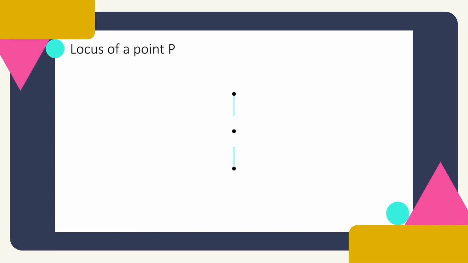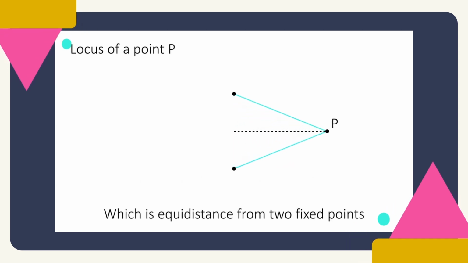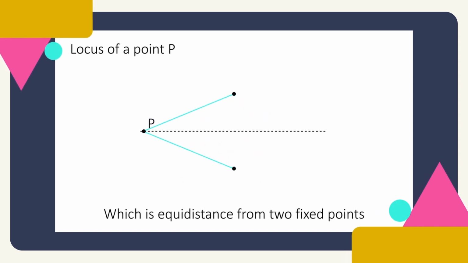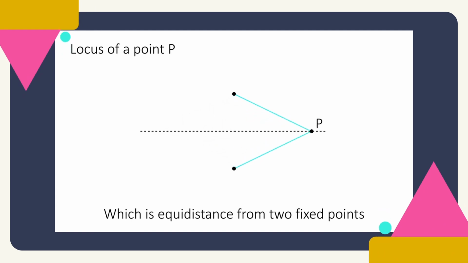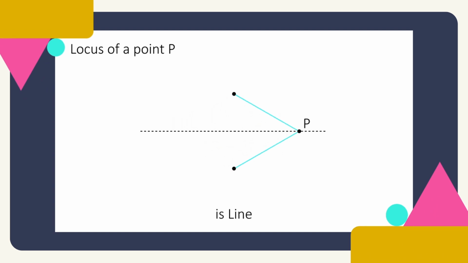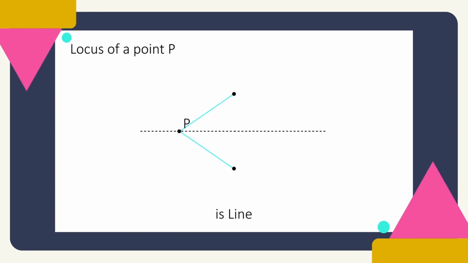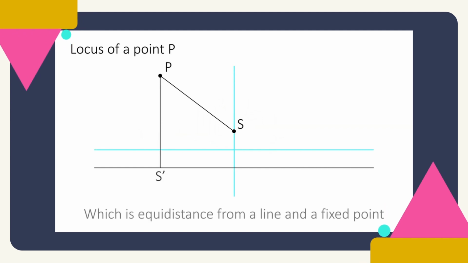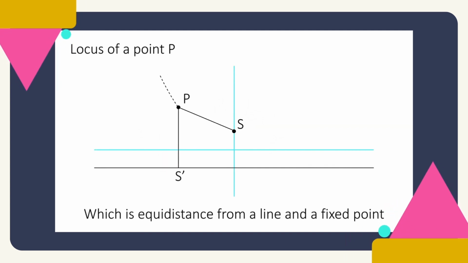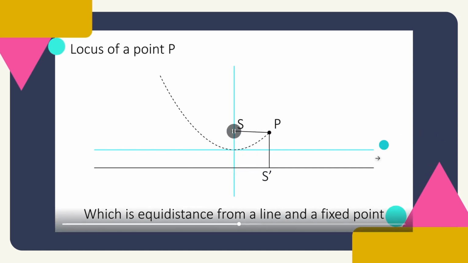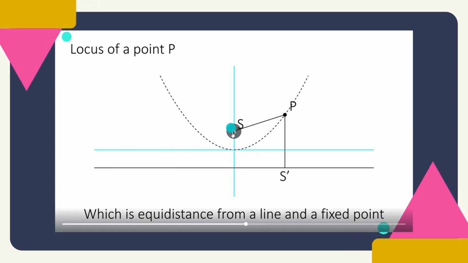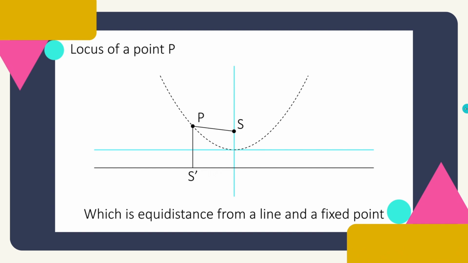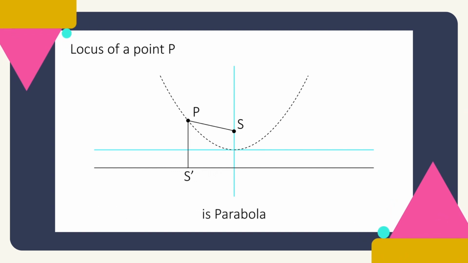And then the locus of a point P, which is equidistant from two fixed points, is a line. And then the locus of point P, which is equidistant from a line and a fixed point. This is the line and this is the fixed point. The locus of point P is a parabola.